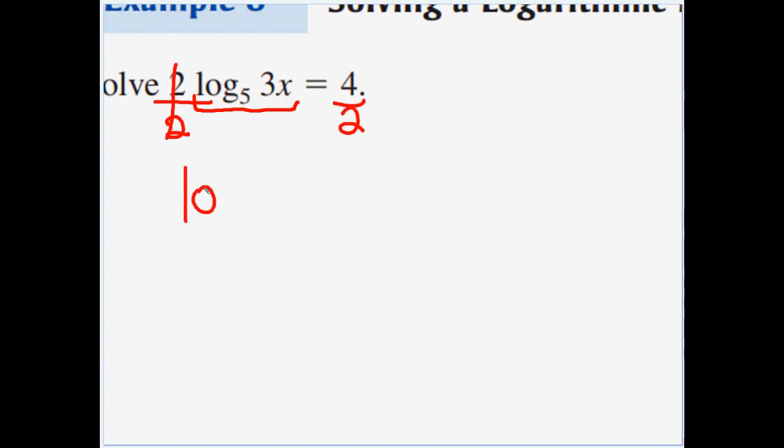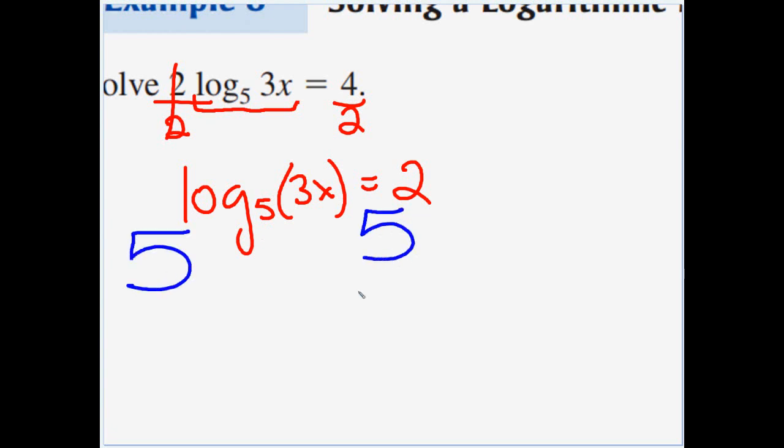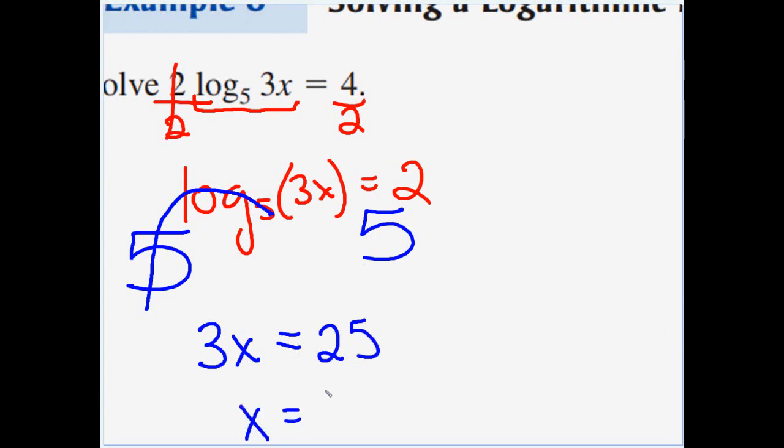So now we've got it down to log base 5 of 3x is equal to 4 divided by 2, which is 2. So now on the left side, we've got it down to a single log base 5. So we're going to exponentiate. Give this a base 5, give the other side a base 5. So the 5 to the log base 5 is going to cancel and turn into just a 3x, and that's equal to 5 squared. 5 squared is 25. Divide both sides by 3, and you get 25 thirds.